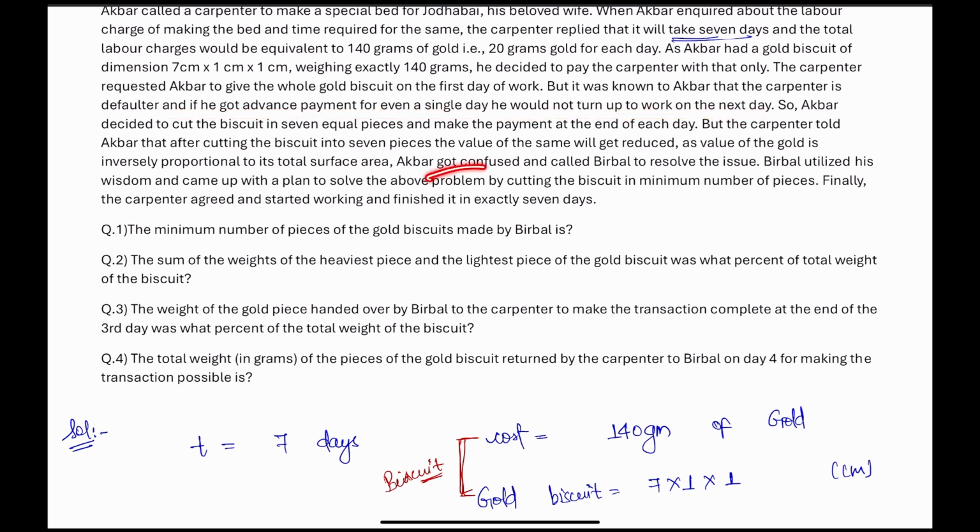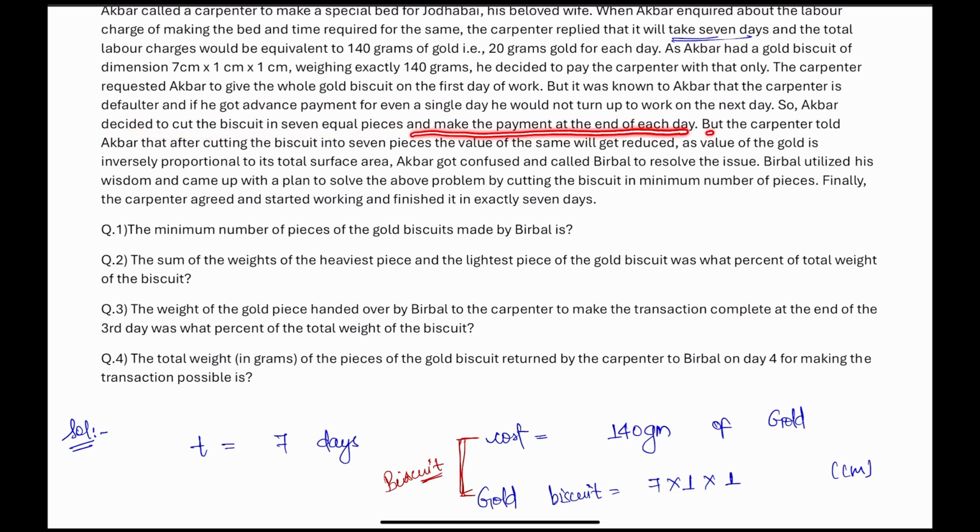So suppose I pay him for 1 day in advance, like he worked for today, and I say okay, you work hard, I will give you the advance for tomorrow, then he will not come for the work. This is the issue with the carpenter. So Akbar decided to cut the biscuit in 7 equal pieces, and make the payment at the end of each day.